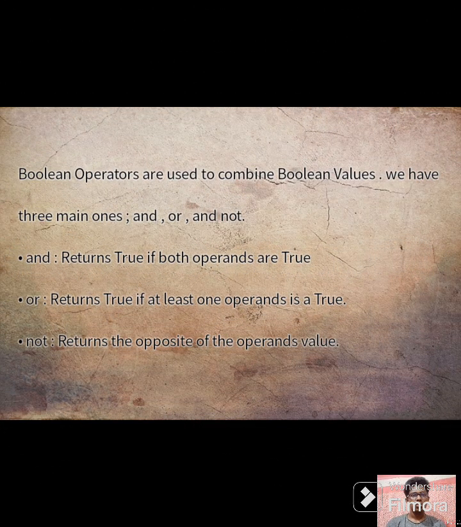Boolean operators are used to combine Boolean values. We have three main ones: and, or, and not. The and Boolean operator returns True if both operands are true. The or operator returns True if at least one operand is true. And the not Boolean operator returns the opposite of the operand's value, like not True is equal to False, not False is equal to True. So let's see them in action.